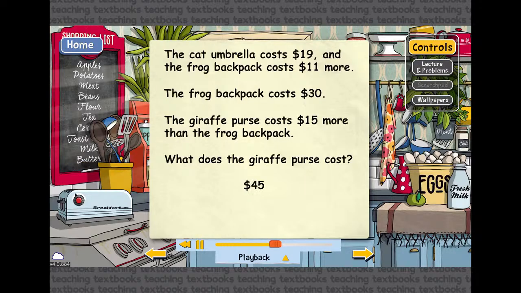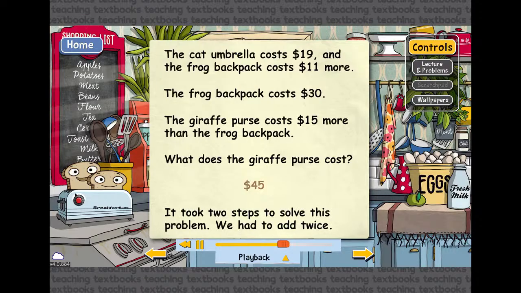Excellent. So the giraffe purse costs $45. And that's the answer to the problem. But the main point is that it took 2 steps to solve it. And there are a lot of real-world problems that take 2 steps.